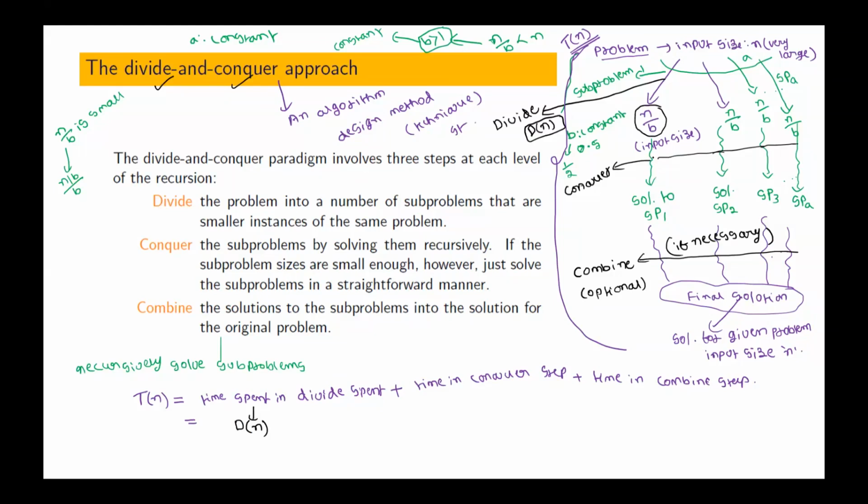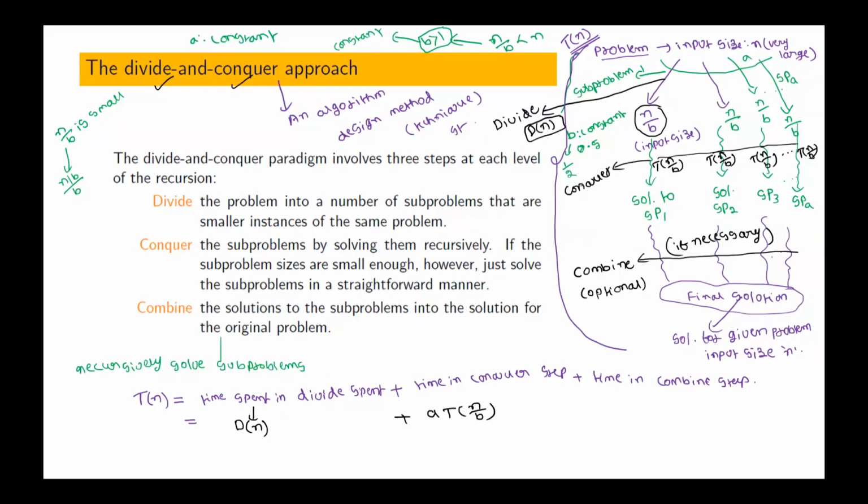At each step it is T of n by b, like that. How many sub-problems are we solving? A sub-problems. That's why overall, what is the amount of time spent in the conquer step? T of n by b plus T of n by b, like that A times. So can we write it as A times T of n by b? Is that correct?